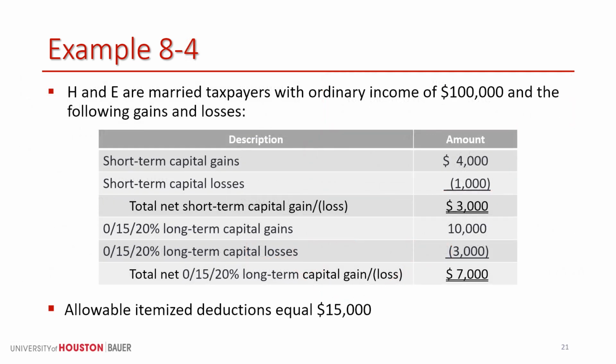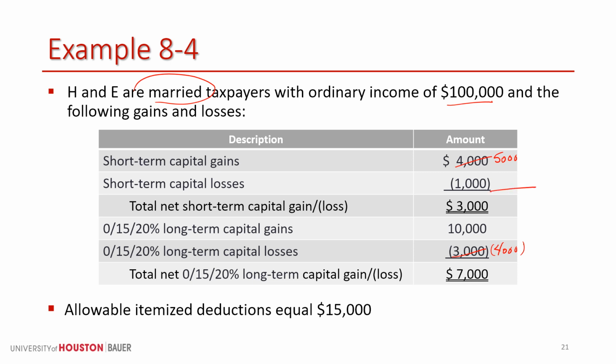In this example, we have a married couple again, and their income is less than before. It's $100,000 of ordinary income. They also have the following gains and losses. And I'm going to make some changes here because I noticed on the next slide there are some errors. So for the sake of consistency, let's just change a few of these numbers here. It'll make it easier on the next slide.